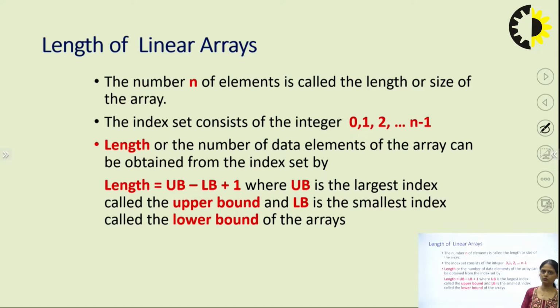LB, UB. So in the last example that we have seen, 0 was the LB, that is the lower bound. And if the array has elements from 0 to n minus 1, then n minus 1 would be considered as the UB and 0 is considered as the LB.